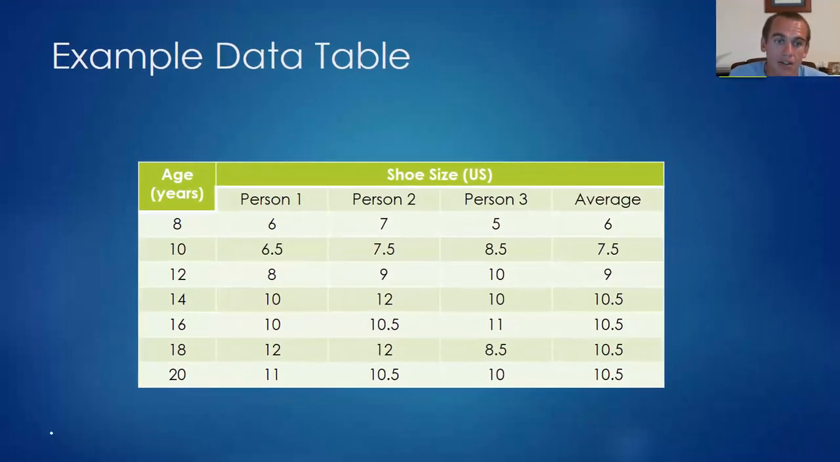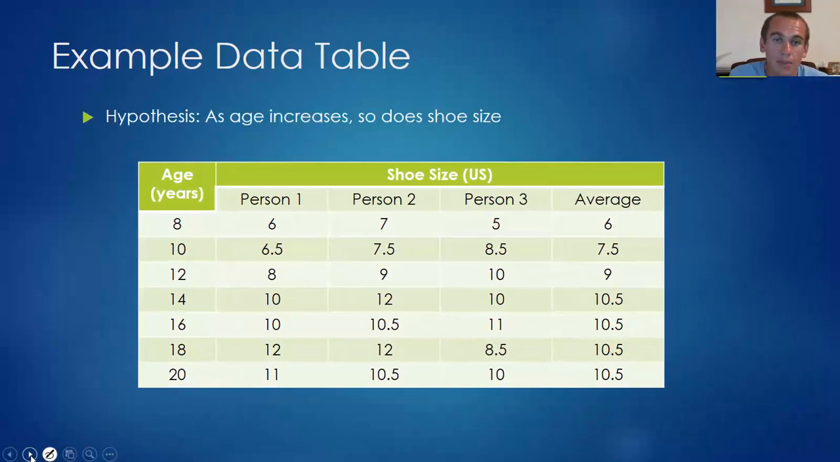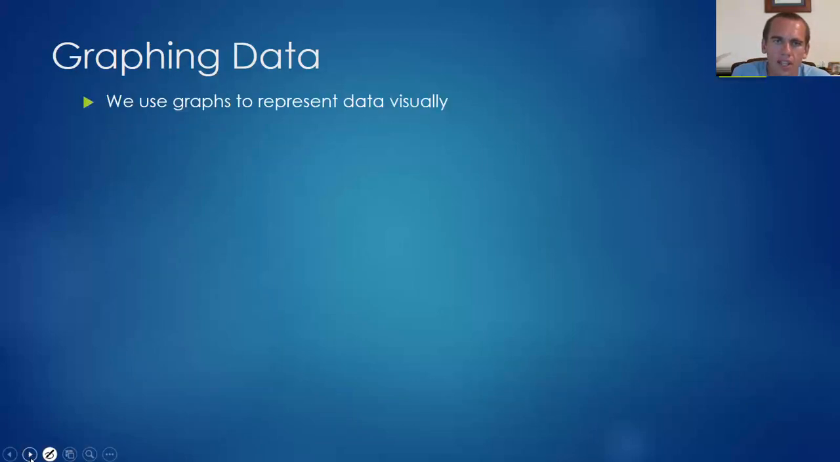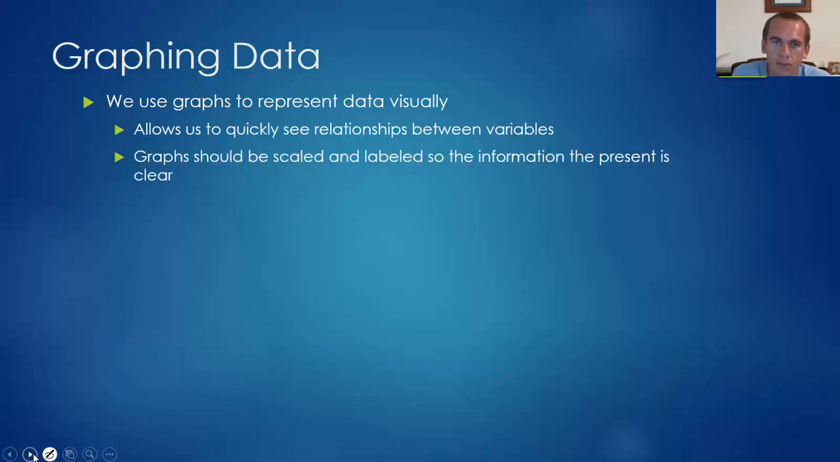Alright, so I have my data table set up. I've got my data in there. Now what? Well, I collected that data because I want to draw conclusions. And I can see, looking at my data table, that as the age increases, so does the average shoe size up to a point. But I have to look at a lot of numbers to see that. So a graph is actually going to help us see that better. So that visual representation of data is the purpose of a graph. And we can quickly see relationships between variables.